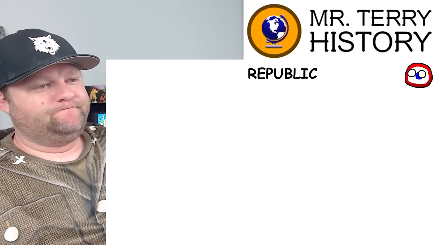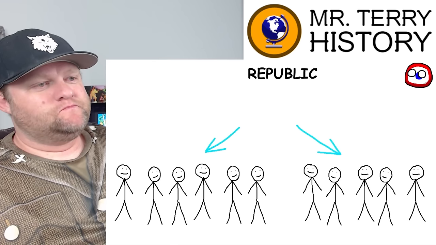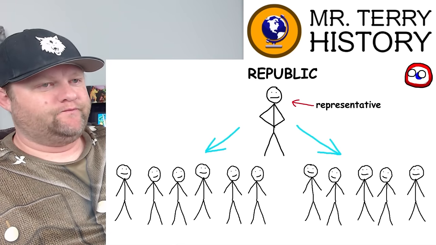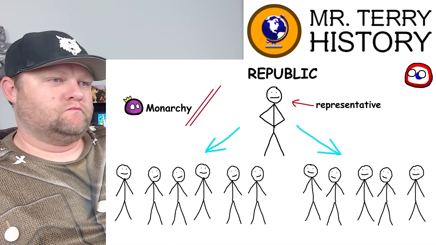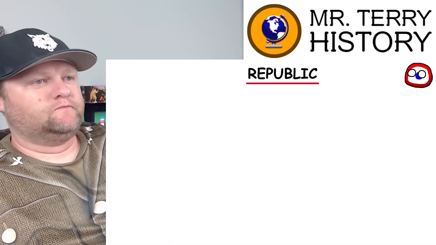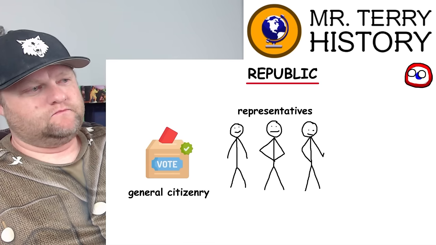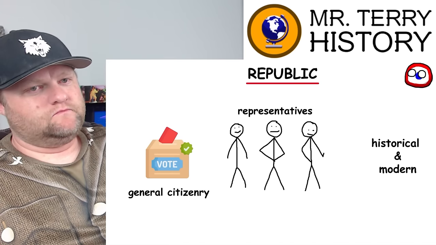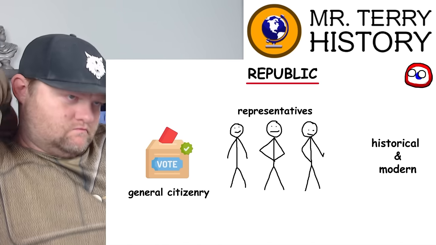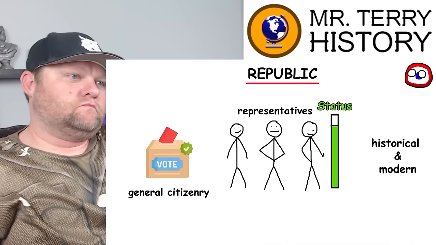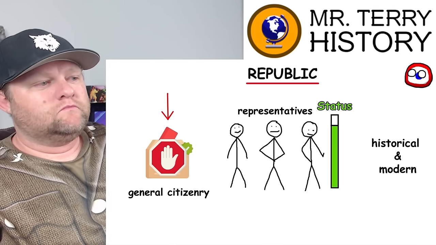Republic. This term represents a state in which political power is given to the public through their representatives, in contrast to monarchy, where the power is centered and hereditary. To be defined as a republic, the representatives may or may not have been elected freely by the general citizenry. In fact, many historical and modern examples of republics choose representatives based on their personal status, with elections having a limited role. But they can have both.